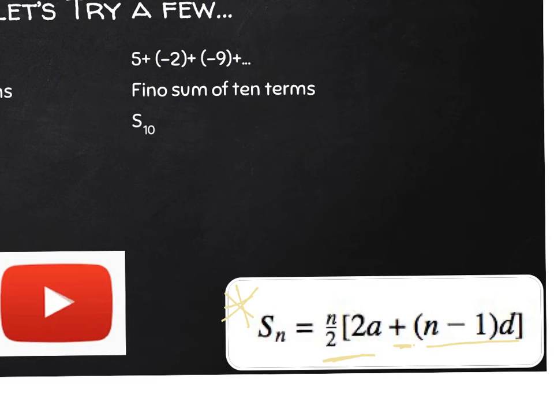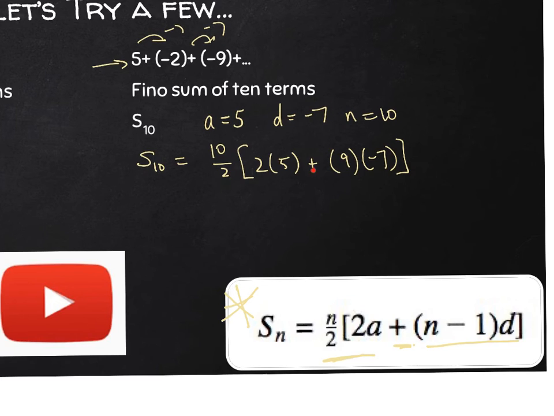Let's try another one. We're going to find the sum of 10 terms of this series here. Again, a is 5, it's the first term. The common difference is what I'm going down by. In this case, I'm subtracting 7 every time, so the common difference is negative 7, and I want the first 10 terms. I'm going to substitute into the formula. Be careful when you're evaluating because you've got a negative in here. Notice that every time I substitute a value in, the a went in here and the d went in here, I always put brackets around it.